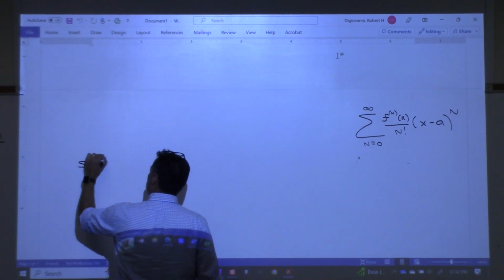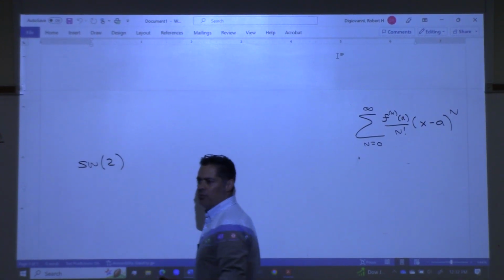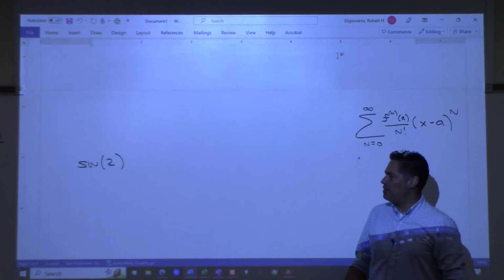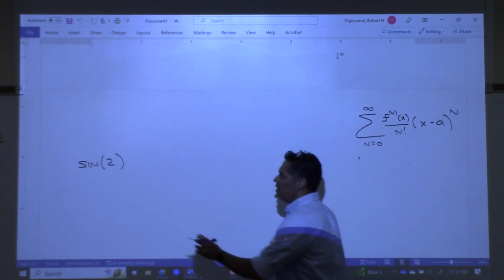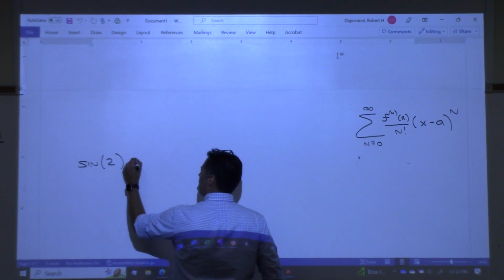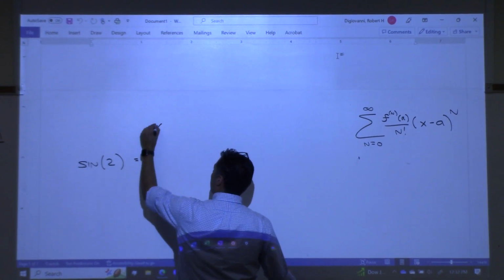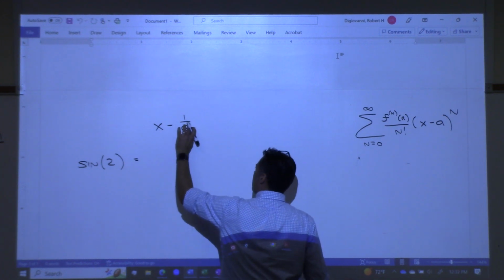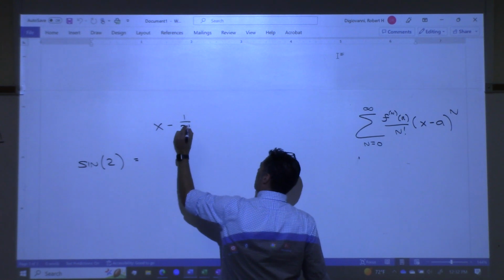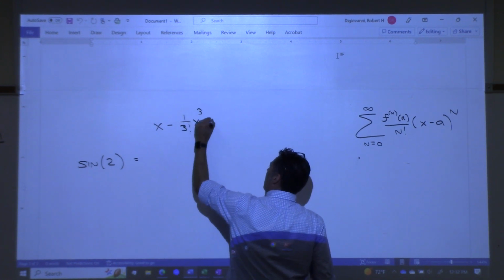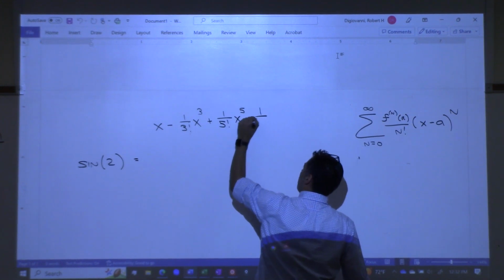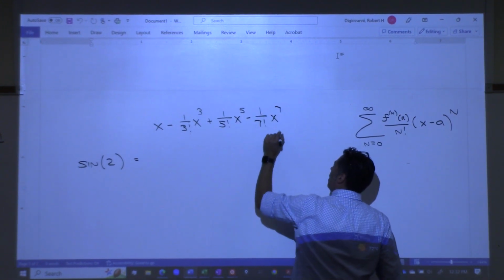When you go to your calculator and you type in like sine of 2, right? Like what is your calculator doing, right? It has no idea what the sine function is, right? So what your calculator is doing is it's using the formula x minus 1 over 3 factorial, x to the third, and then plus 1 over 5 factorial, x to the fifth, minus 1 over 7 factorial, x to the seventh, plus dot, dot, dot.